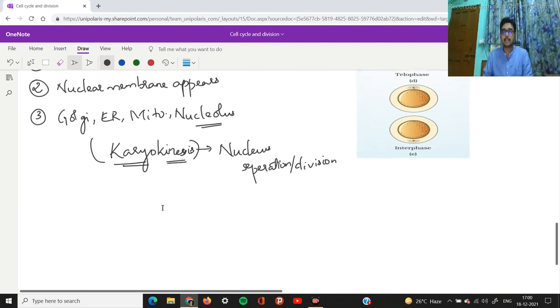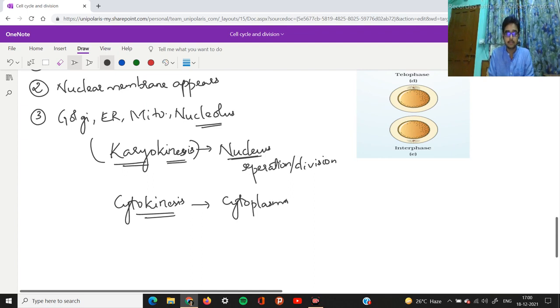Now, once this has been done, we come to the last part. What is the last part of this? It is cytokinesis. As mentioned, karyokinesis is the separation of nucleus. Cytokinesis is the separation of cytoplasm. Cytoplasm separation. All right, so now the cytoplasm gets separated.